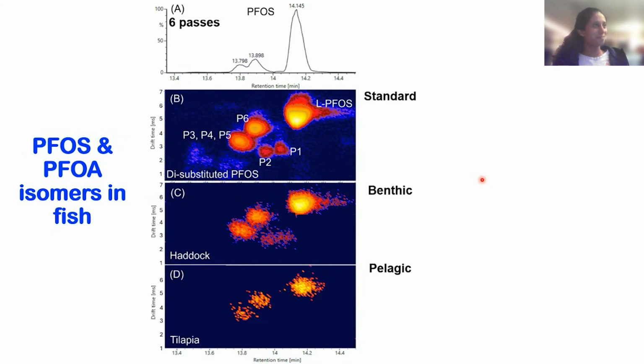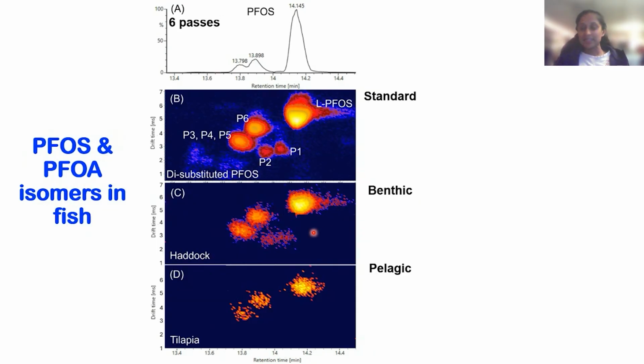I know fish having PFAS is bad for us, but seeing this is very interesting, because if you inject a standard of PFOS, we had to optimize 6 passes in the Cyclic IMS. So it goes 6 passes, and then we were able to separate linear, and all these are mono. So P1, P2, P6 are the positions where that methyl group is. And in the bottom, you can see the di.